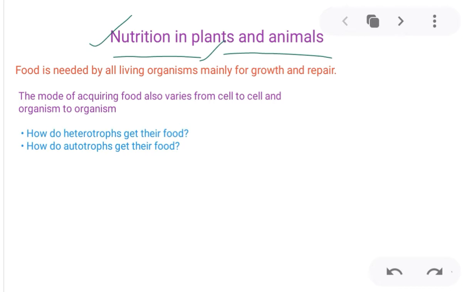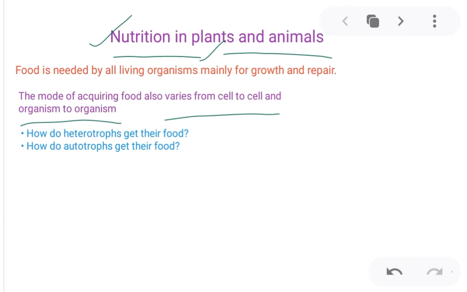Autotrophic and heterotrophic. Suppose you see here, the mode of acquiring food also varies from cell to cell and organism to organism. Do you agree with that? Definitely, we all should agree, because the mode of acquiring food definitely varies from one cell to another cell and one organism to another organism. Already I told you, right?